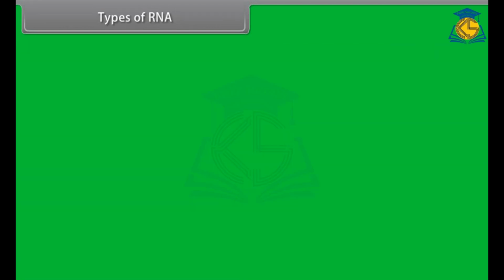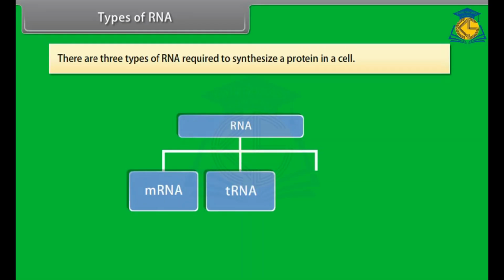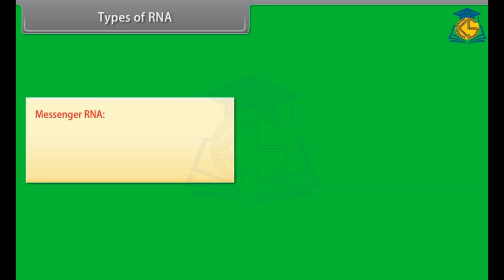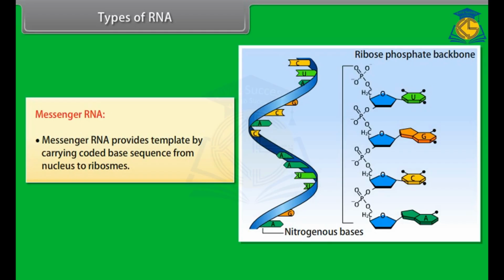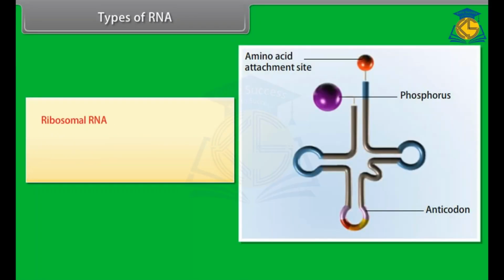Types of RNA. There are 3 types of RNA required to synthesize a protein in a cell: mRNA, tRNA, and rRNA. mRNA, or messenger RNA, provides template by carrying coded base sequence from nucleus to ribosomes. tRNA, or transfer RNA, carries amino acids to the ribosomes and reads the genetic code. rRNA, or ribosomal RNA, plays structural and catalytic role during translation.